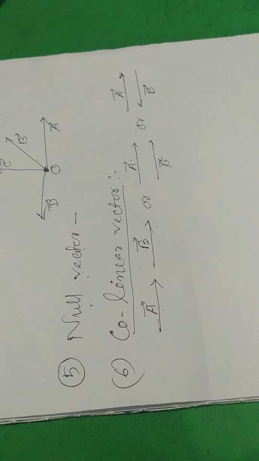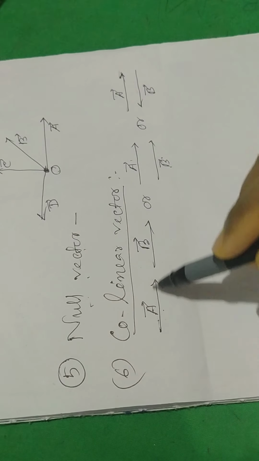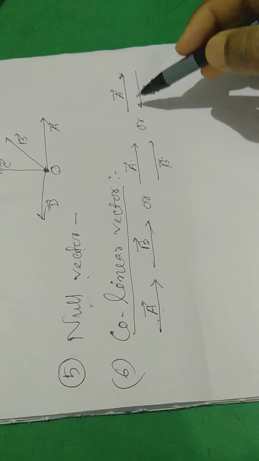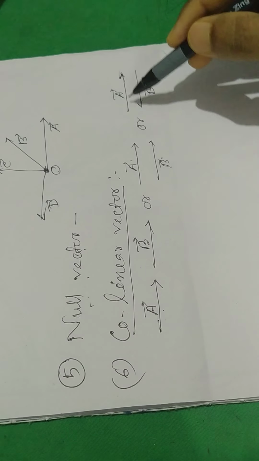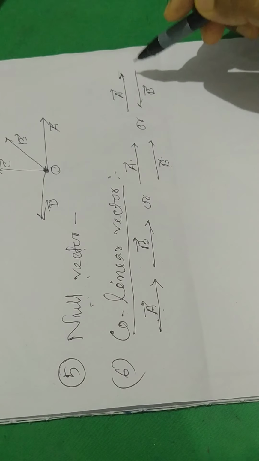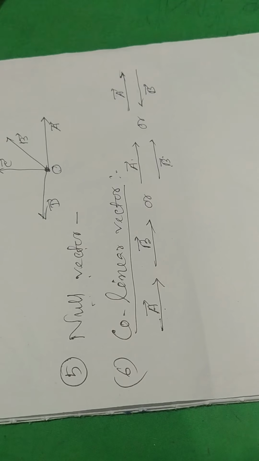Again I am telling you, two vectors having equal or unequal magnitude which act in the same line, or parallel line, or anti-parallel line, that is in the opposite direction, are called collinear vectors.